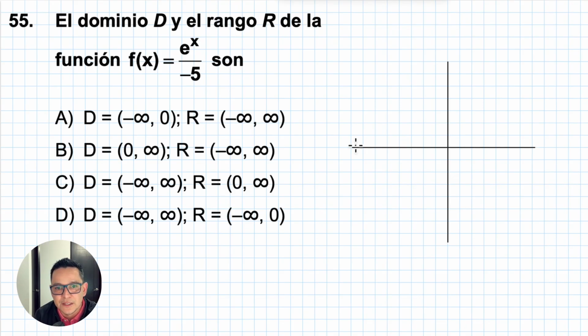So, let's draw a Cartesian plane, because it's important for you to know a few things. For example, it's necessary for you to know the graph of the function f of x equals e to the x. It's a curve that looks more or less like this. So this is the graph of the function f of x equals e to the x.